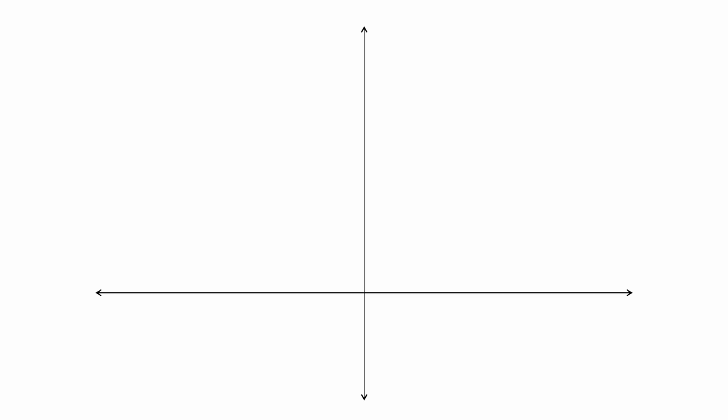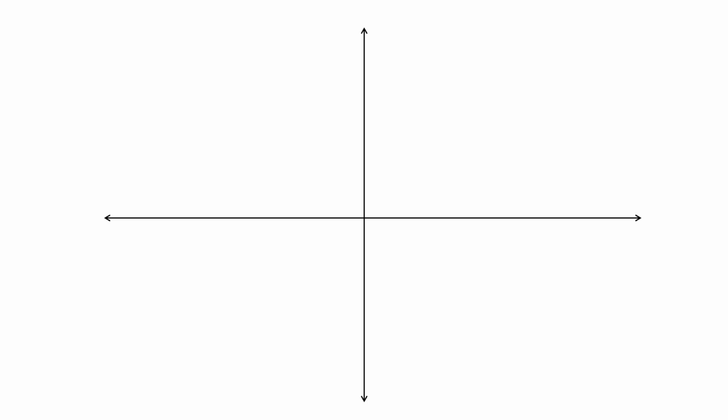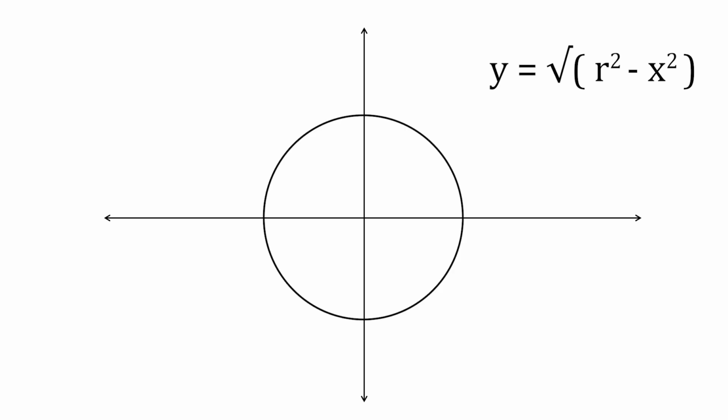Now let us look at some common examples of functions being plotted. The first example which we took, y equals x square. The curve plotted through this function is a parabola. Next example we take is y equals square root of r square minus x square. So the curve plotted through this function is a circle. The more common form of this equation is x square plus y square equals r square.